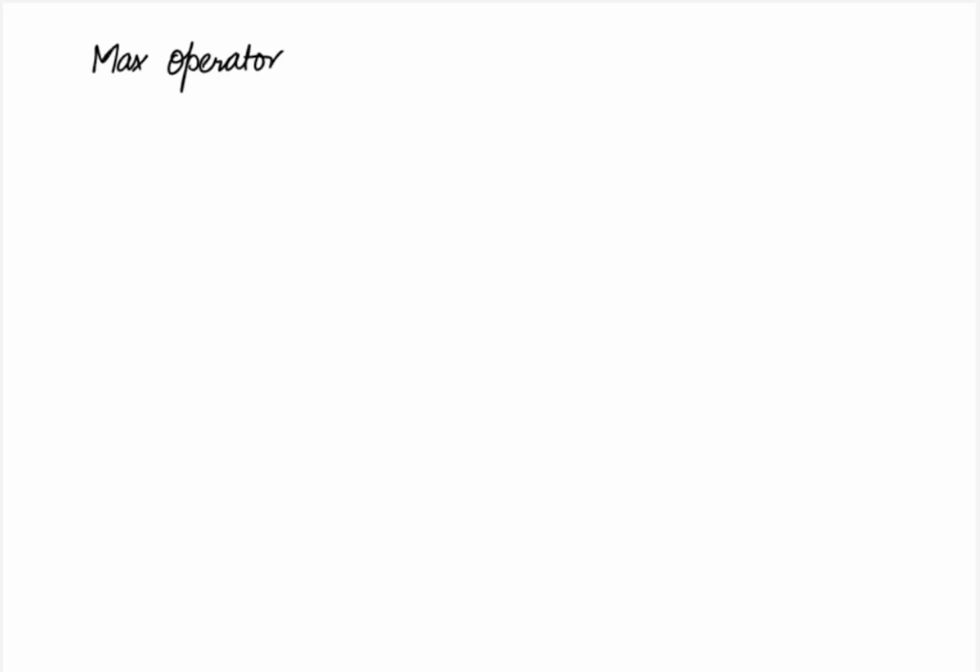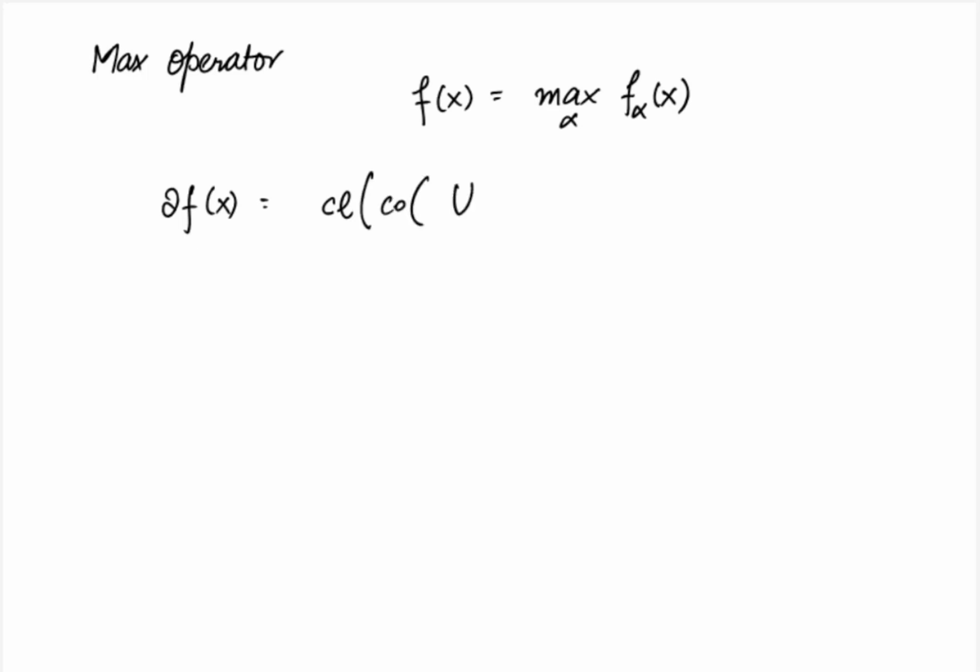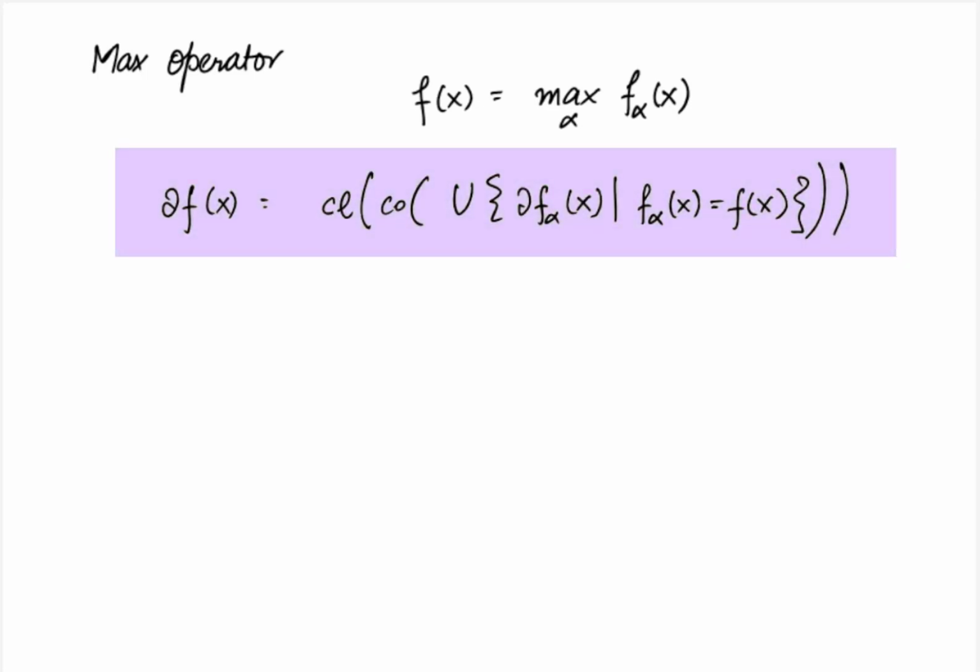So generally, if we have that f of x equals max over alpha of f alpha of x, where alpha is any index set which can even contain an uncountably infinite number of elements, we have that the subdifferential of f at x is given by the closure of the convex hull of the union of the subdifferentials of f alpha at x for all alpha such that f alpha of x equals f of x. That is, alpha is the one that maximizes f alpha of x. So here CL denotes the closure and CO denotes the convex hull.